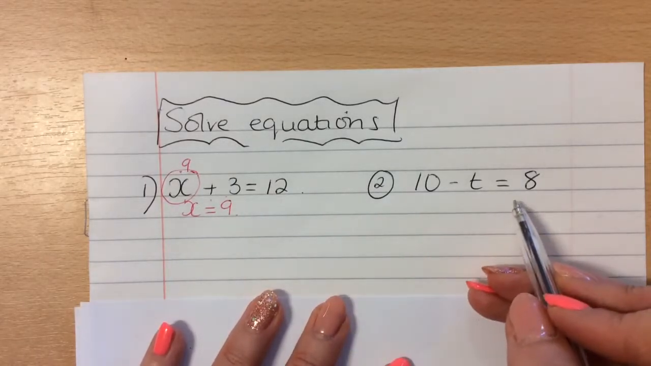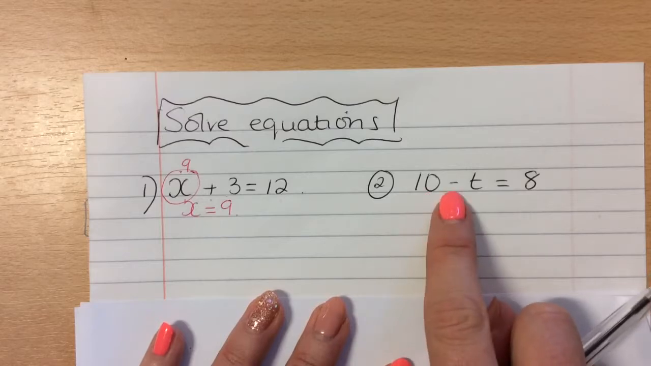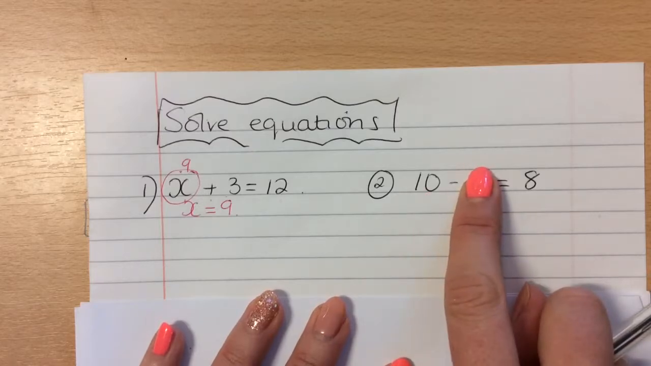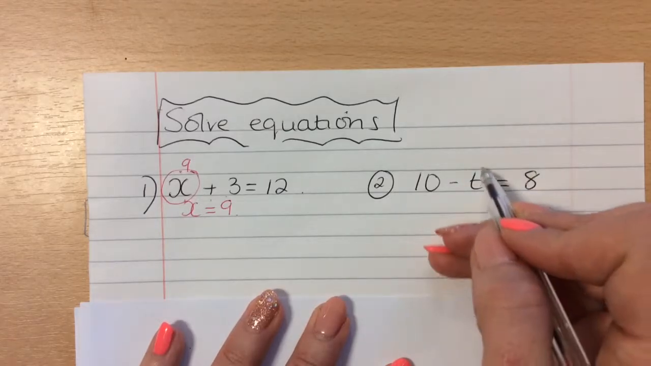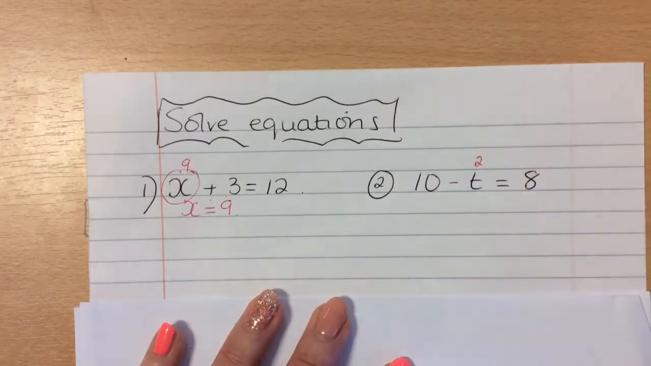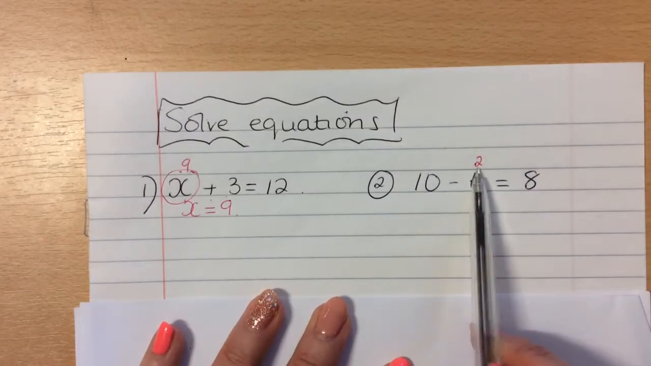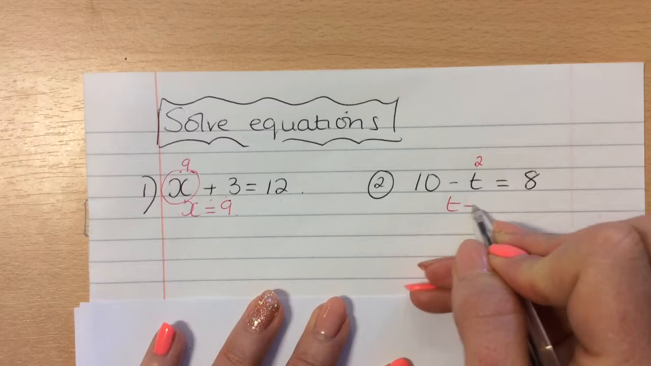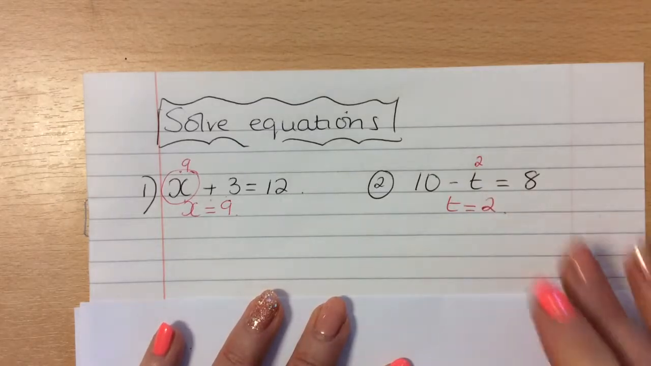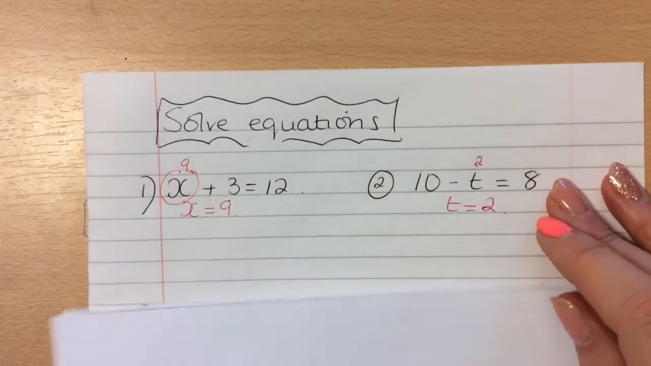This one then, again, we're going to do it by inspection. So 10 take away something is equal to 8. Now what do you take off 10 to get to 8? The answer would be 2. Let's substitute it in to check. 10 take away 2 is equal to 8. So t must be 2. Now that's a simple one step.